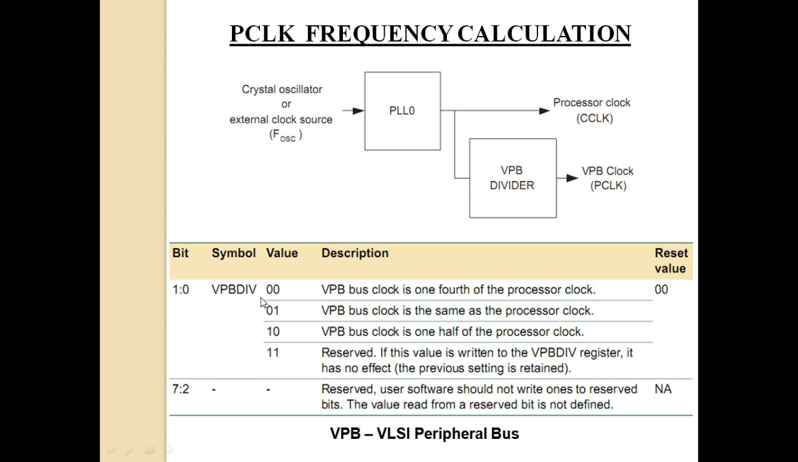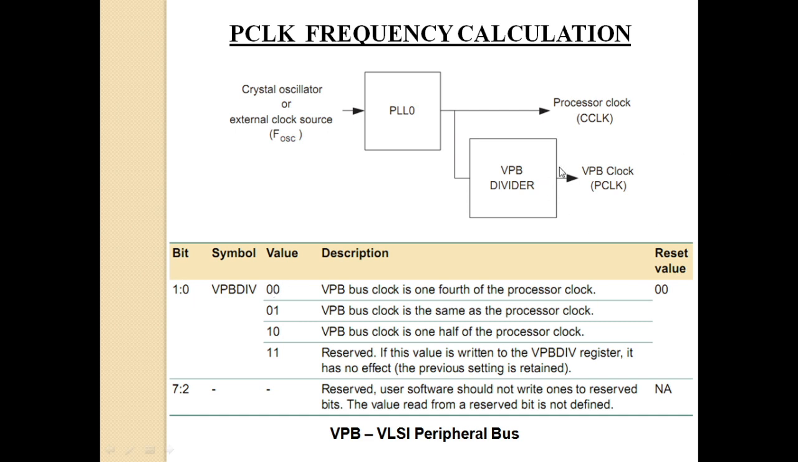The VPB divider is a 32-bit register, which means you can write 32 bits in that register. In that, at the 0th bit location and the first bit location, you are writing the data as 0 0. If you are writing it as 0 0, what does it mean?